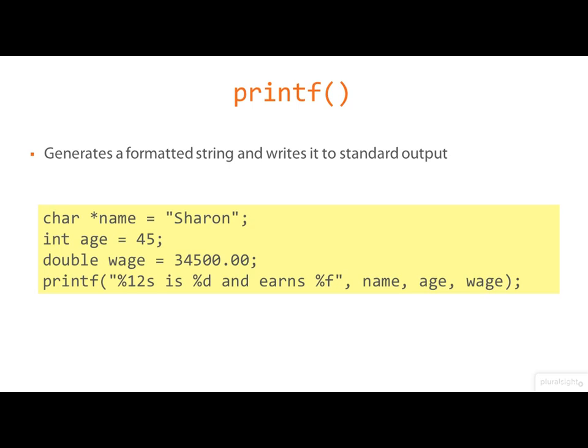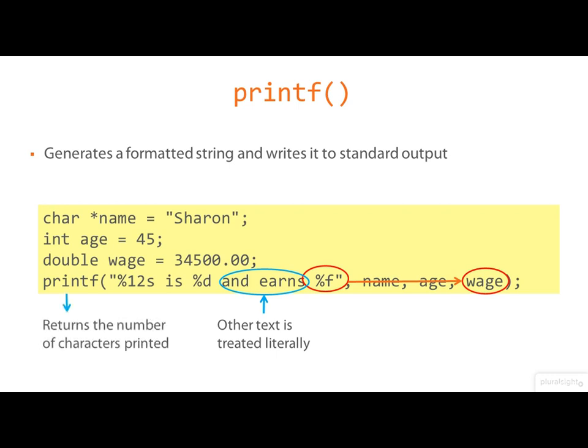Now the first argument is a string. It contains a mixture of literal text and format codes that begin with a % sign. The format codes are matched up positionally with the remaining arguments. And the value of the argument is formatted, that is to say, it's converted to a readable text string and written out at the appropriate point in the string. The remaining text is output literally. printf returns the number of characters that were printed, though in most programs this value is just ignored.